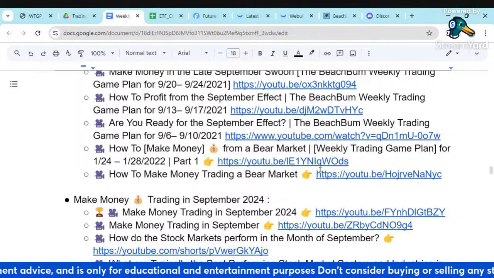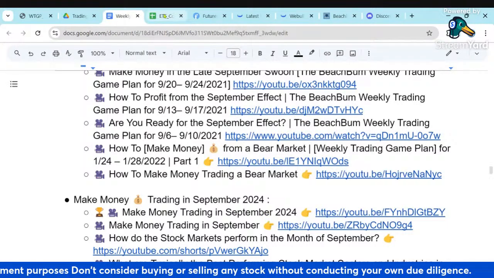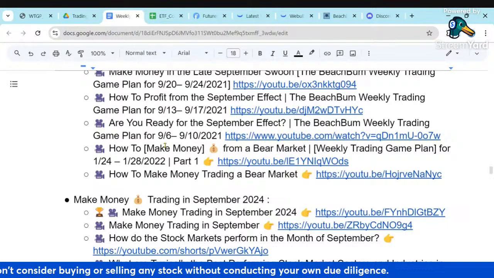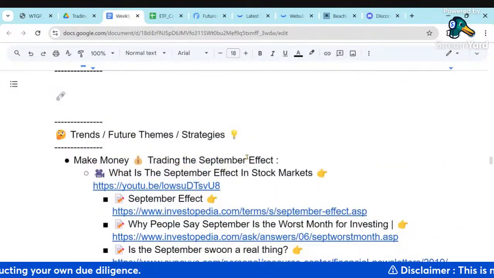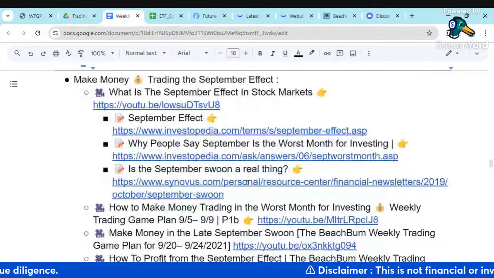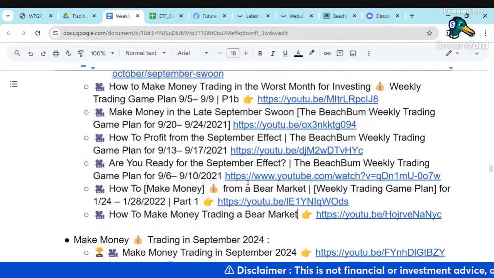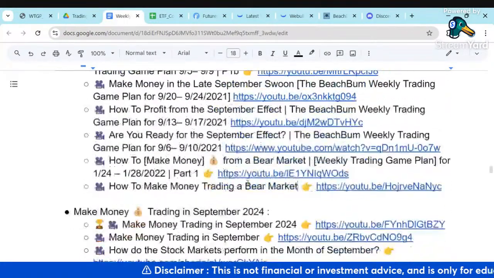Those would be the strategies for trading in a downtrend. And again, this mentions a number of the inverse ETFs, since we've added a lot more inverse ETFs into our ETFs Google Sheet. So again, we have a lot more ways to trade a bear market, make money trading the September effect, as well as any other bear market since then. So I hope that all helps.